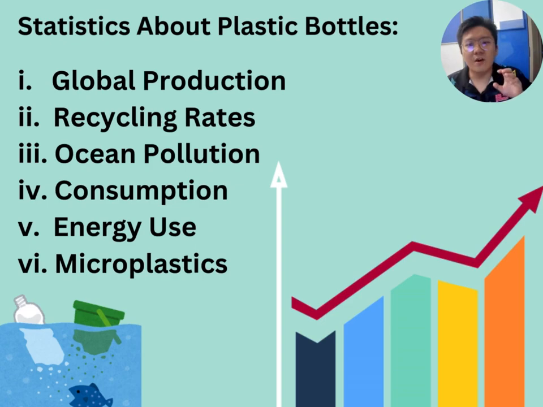Globally, only about 9% of plastic waste has ever been recycled. In the US, the recycling rates for plastic bottles dropped from 27.2% in 2021. And the third one is ocean pollution. Around 8 to 10 million metric tons of plastic, including bottles, enter the ocean every year, forming massive garbage patches like the Great Pacific garbage patch.